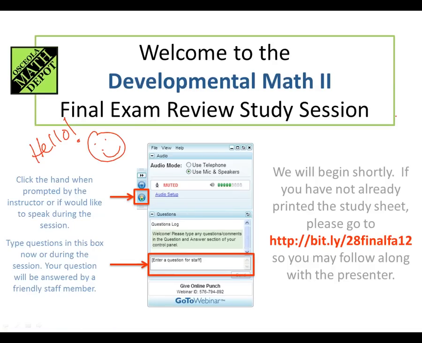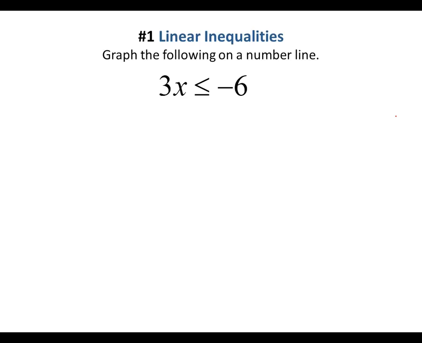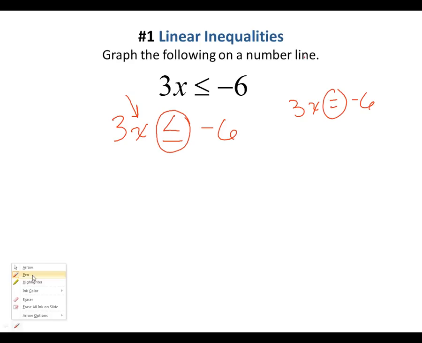Otherwise, you're free to follow along. Okay, question one, linear inequalities. Graph the following on a number line. So we have 3x is less than or equal to negative 6. I really want you guys to help me here. Am I going to solve this inequality any differently from an equation?